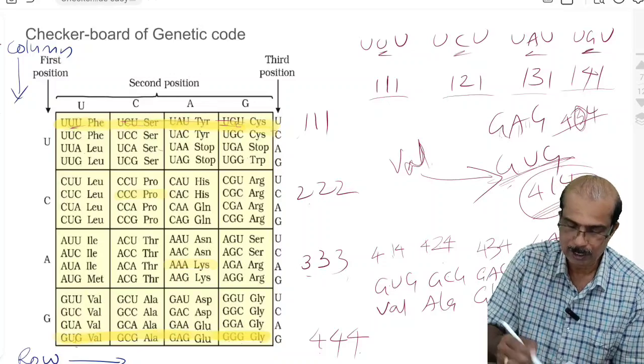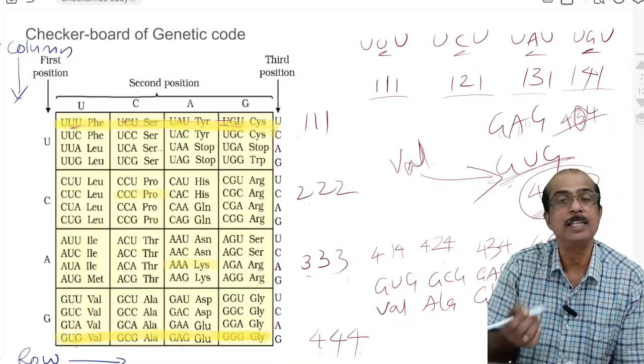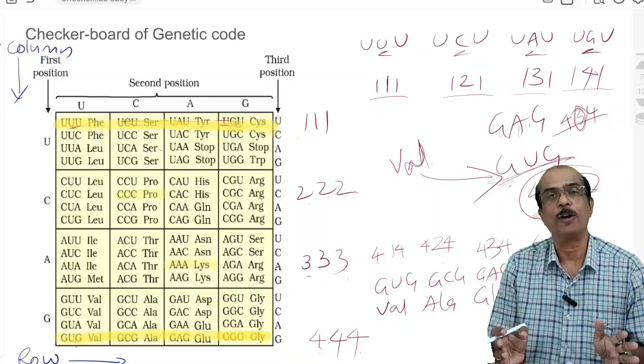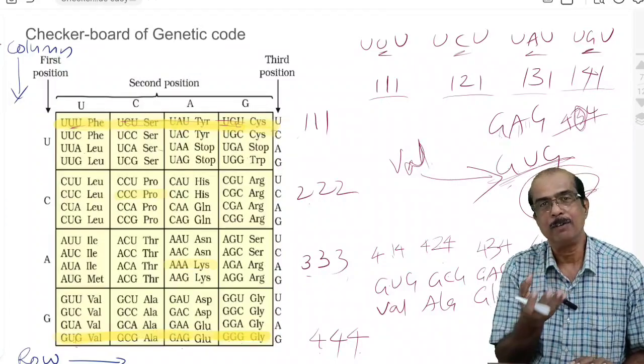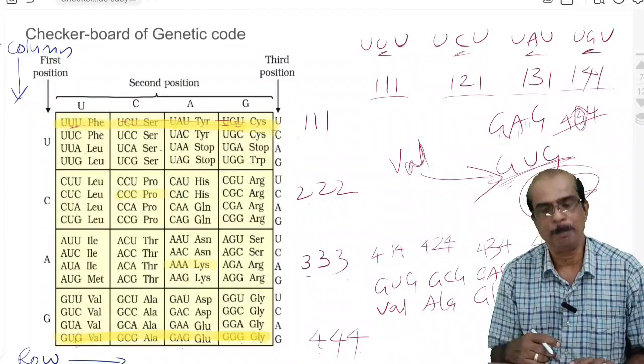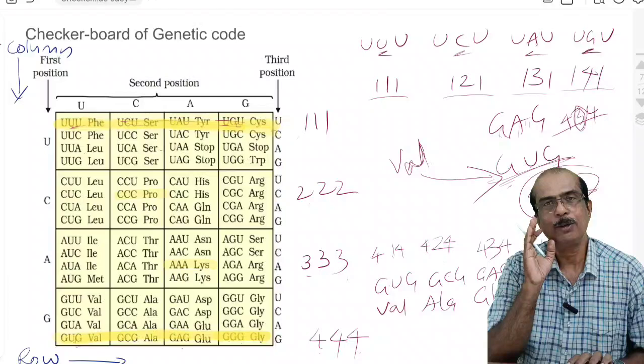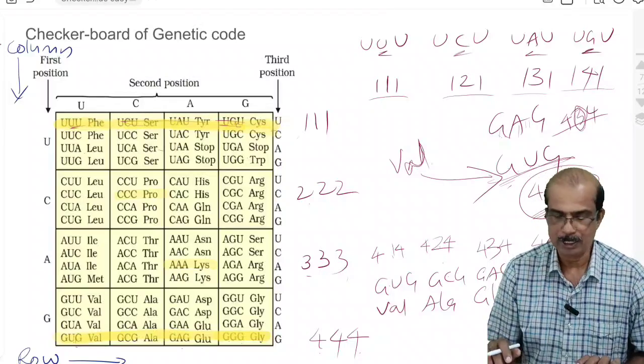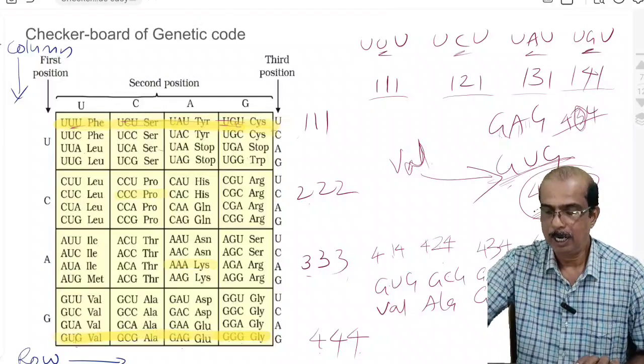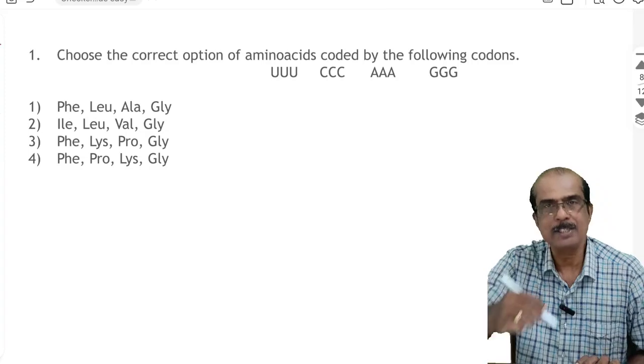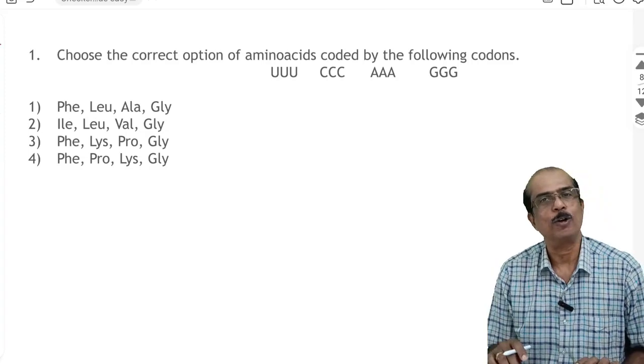GAG is for glutamic acid. You can easily decode any codon by converting it into a 3-digit number, assigning the respective column and finding out the amino acid. We are also going to discuss some questions related to codons or the genetic code.